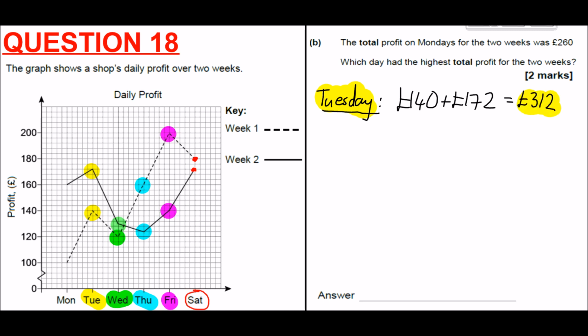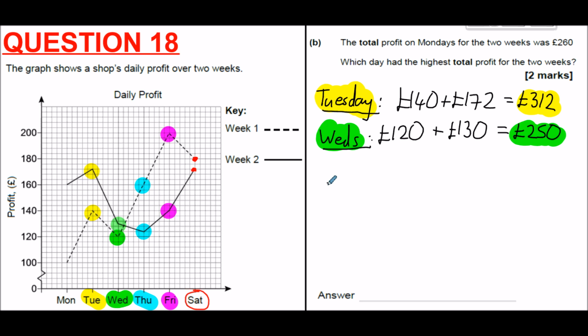Let's now do the same for Wednesday. So on Wednesday, this first one here for week 1 was £120. Now this next one here seems to me to be 2.5 squares up from 120. It's bang in between 120 and 140. So I would estimate that one as being £130 because it's halfway between 120 and 140. Add those two together, we get 250. So profit from Wednesday in total is 250. So Tuesday's still in the lead.